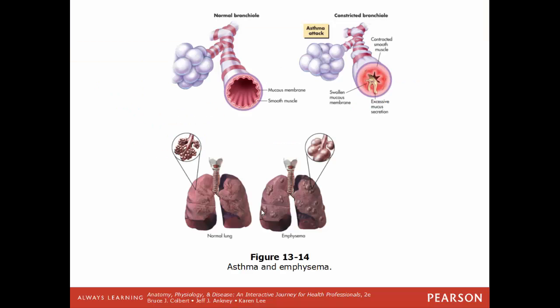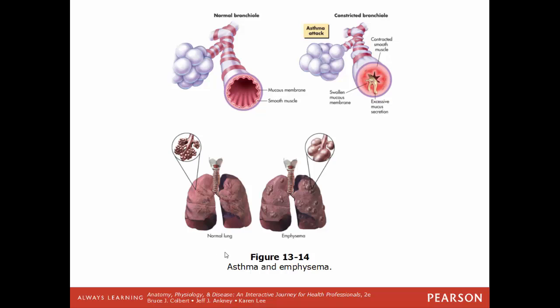Here's a comparison with asthma and emphysema and how they affect various parts of the lungs. The first one, this is how a normal bronchiole should look, fairly wide open, so you can have more air moving in and out. But someone who's having an asthma attack, what you get is the narrowing of the space that the air is able to flow through due to the contraction of the smooth muscle. And on top of that, you get an excess amount of mucus that gets made.